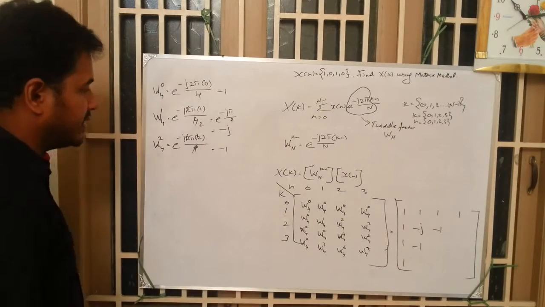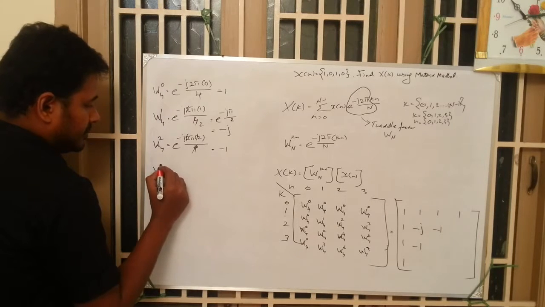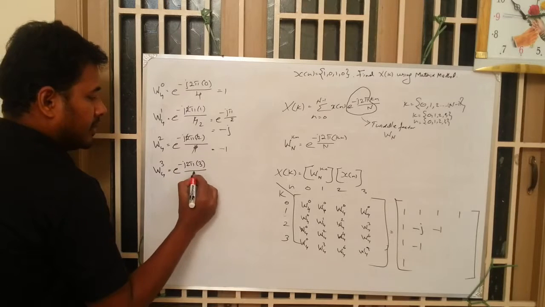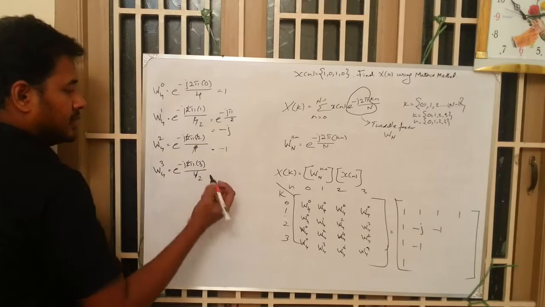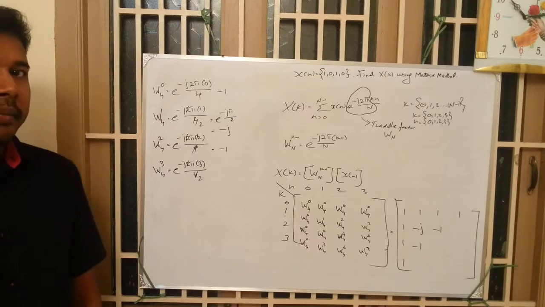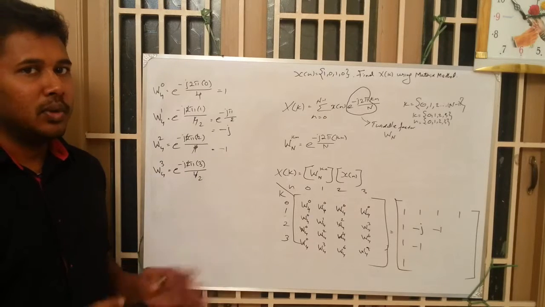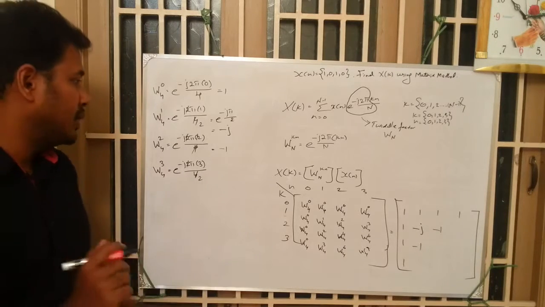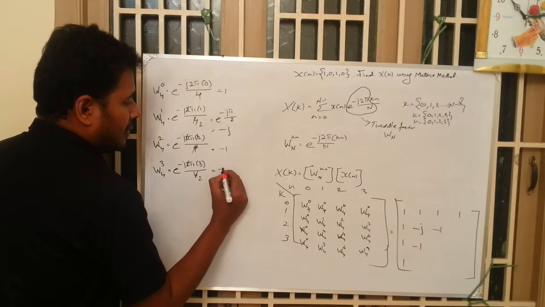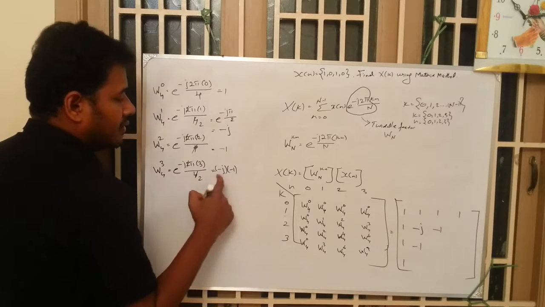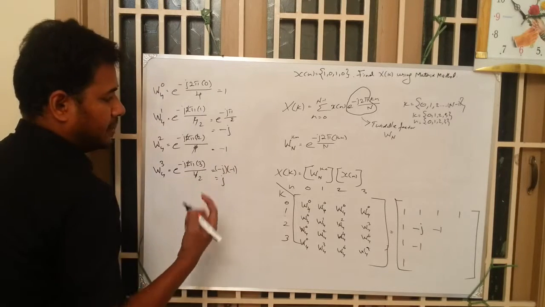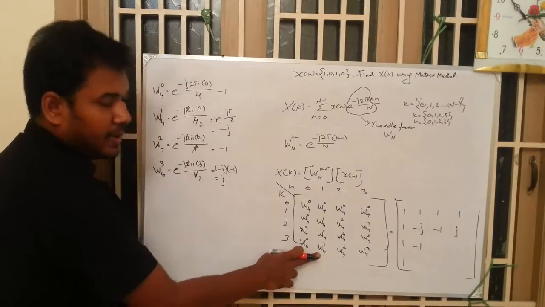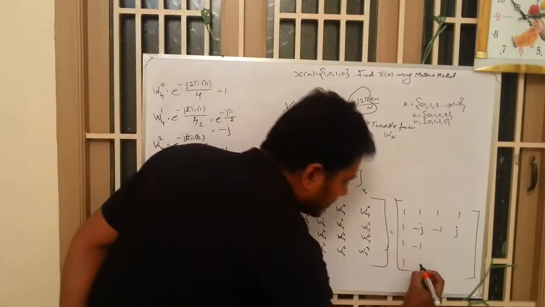Next, W base 4 power 3. E power minus j 2 pi into 3 by 4. This is going to be e power minus j 3 pi by 2. This is nothing but cos 3 pi by 2 minus j sin 3 pi by 2. Cos 3 pi by 2 is 0, sin 3 pi by 2 is minus 1. So minus j into minus 1 is going to be plus j. So plus j comes here. And we also have W base 4 power 3 here, so we can replace it with plus j.